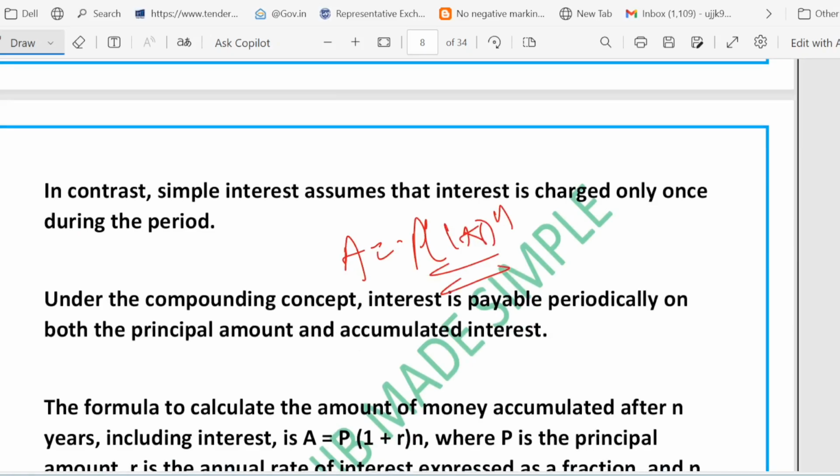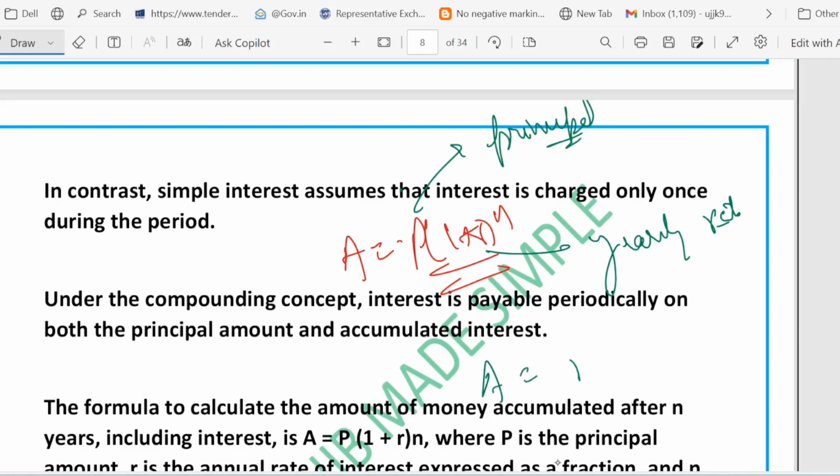That is the formula, where P is the starting money. P is called principal, or you may call it starting money. R is the yearly rate as a decimal, and small n is the number of years. If interest is added more often, say twice a year or monthly, the formula becomes A is equal to P times (1 plus R upon m) to the power n times m.